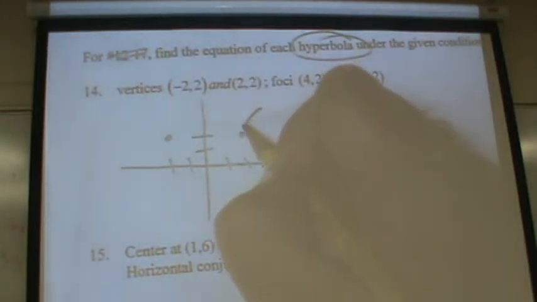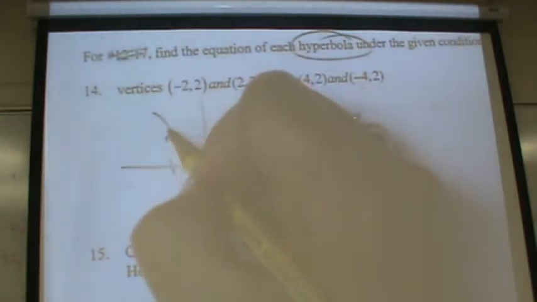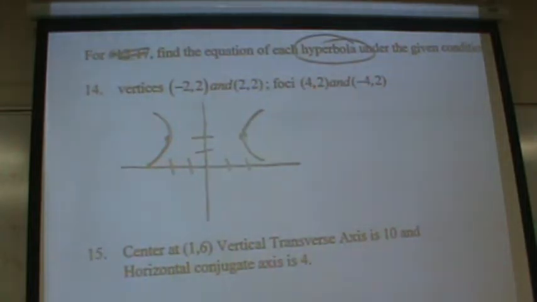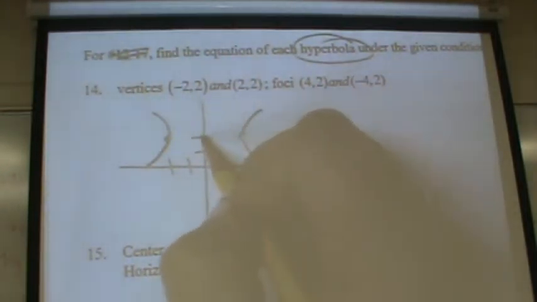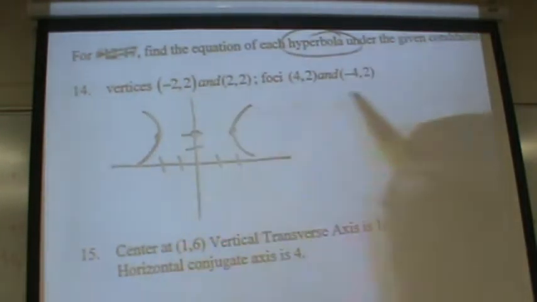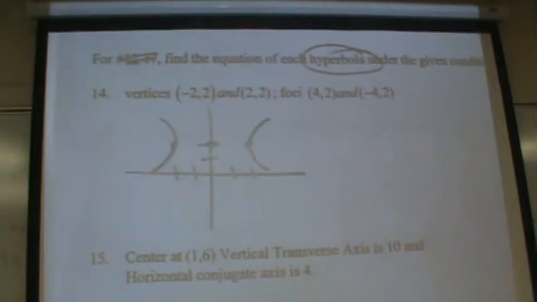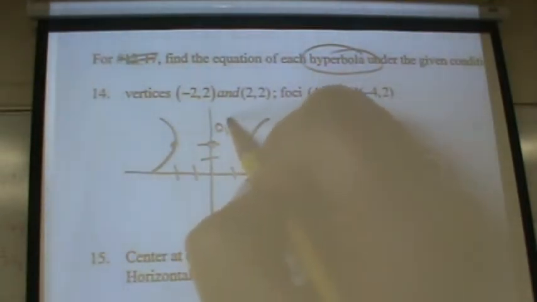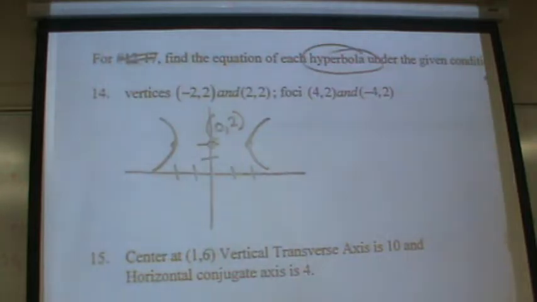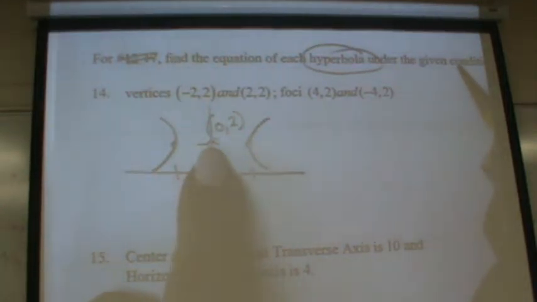So these are vertices. This is how this thing looks. This is a hyperbola now. So what ordered pair is smack in the middle? And what's it called? 0, 2. What do we call that 0, 2? The center.